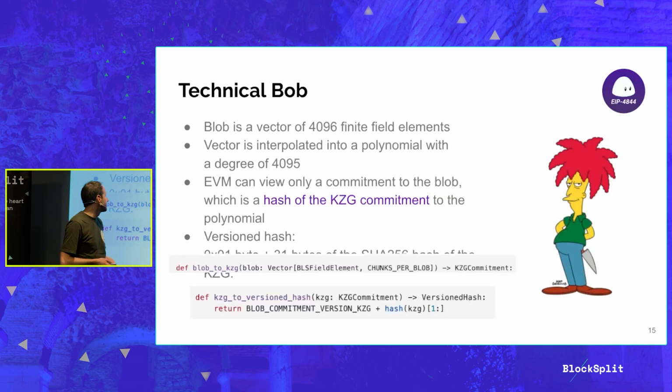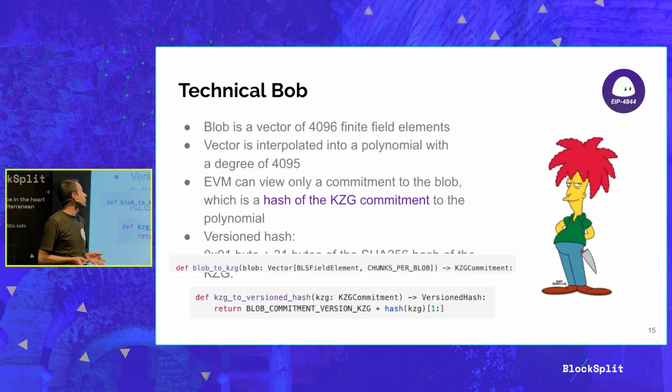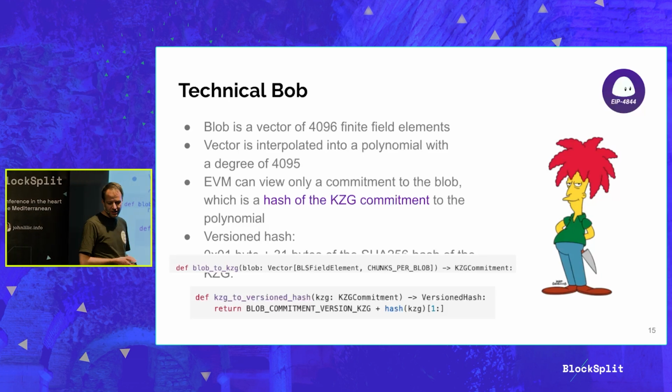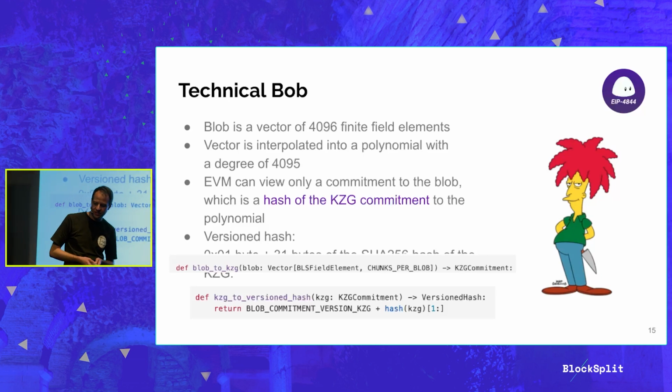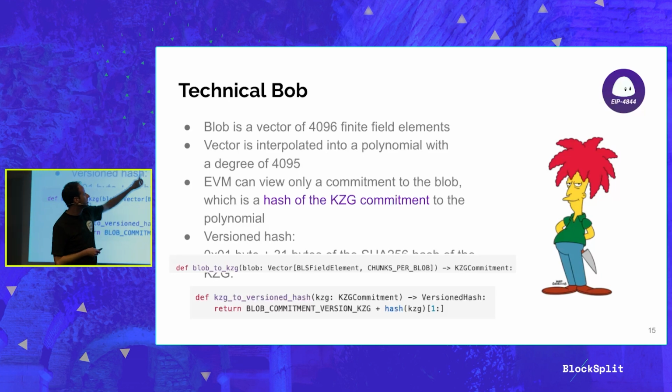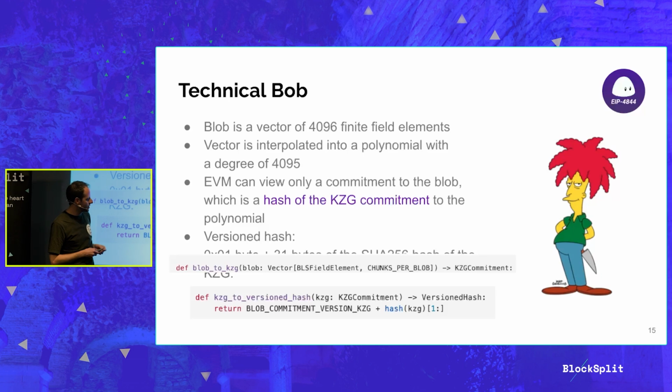Now to kill you with some details: blob, what is a blob? Blob is basically a vector of 4,096 field elements. But let's get to the definition, how it works. We have a blob that is basically a vector, as we said, of 4,000 elements.